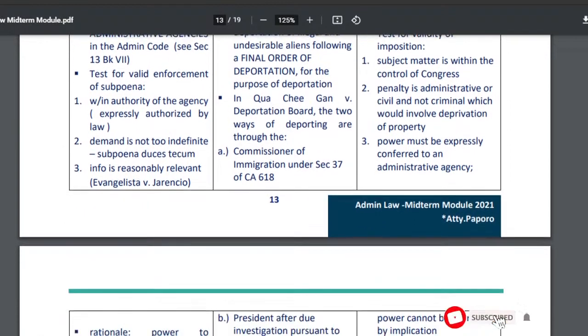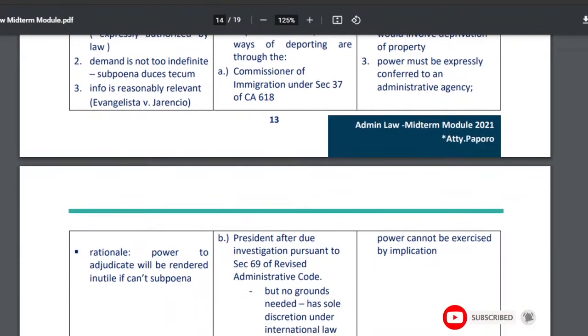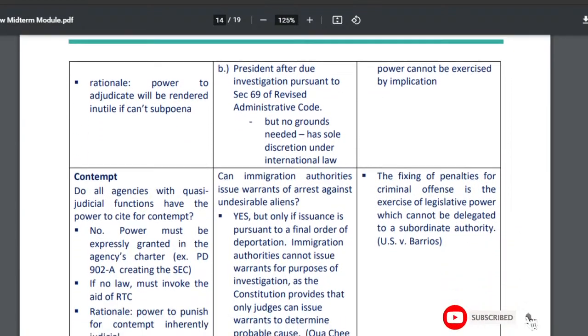Otherwise, dili sila pwede maka-implementar ang klaseng of function or power to impose fines and penalties. Okay? You cannot say na, it's implied man. No, you cannot say that.